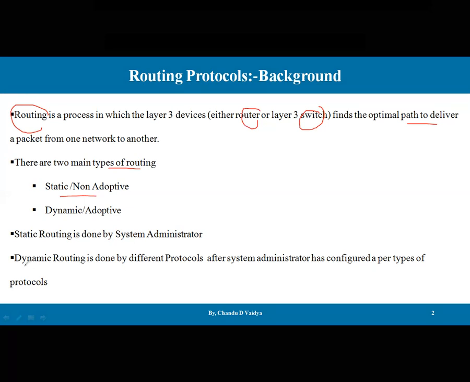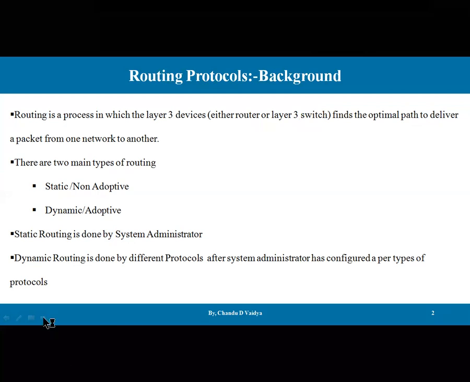But if you go with dynamic routing, it is done by different protocols. Once the system administrator configures the dynamic protocol, like the RIP protocol, OSPF protocol, or BGP protocol, the system administrator only needs to configure the protocols one time. After that, the protocol works accordingly. So these are the backgrounds of the routing protocol.